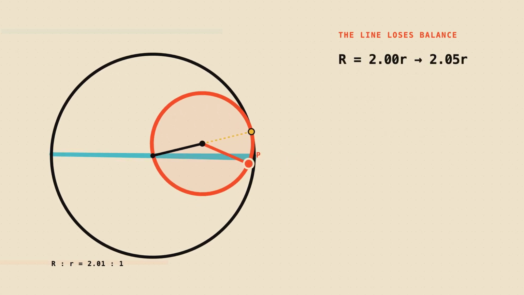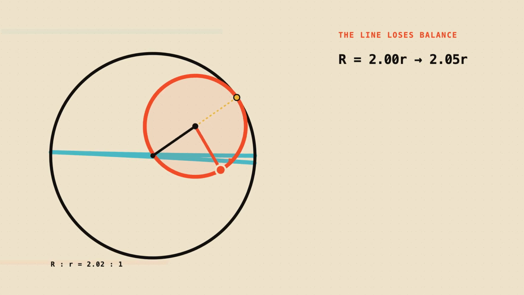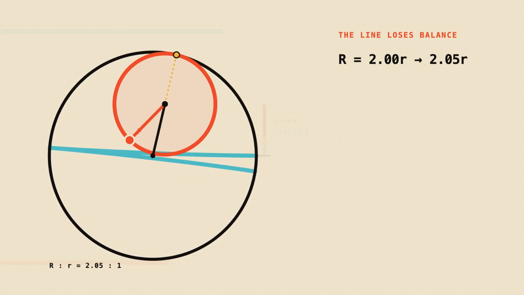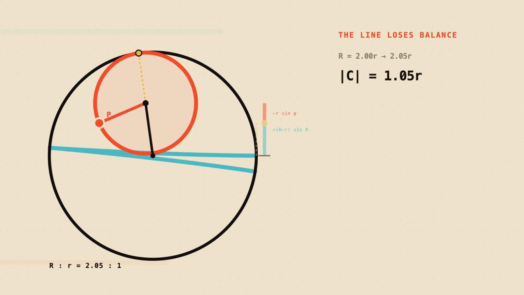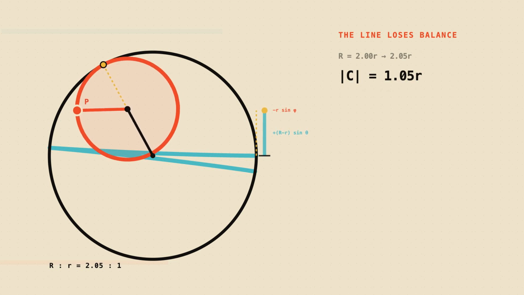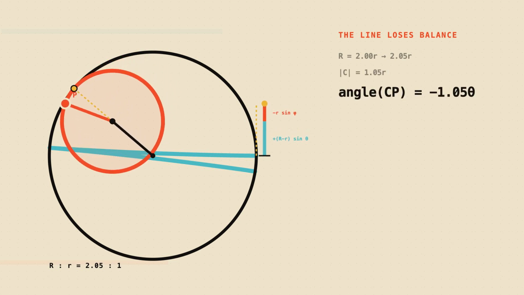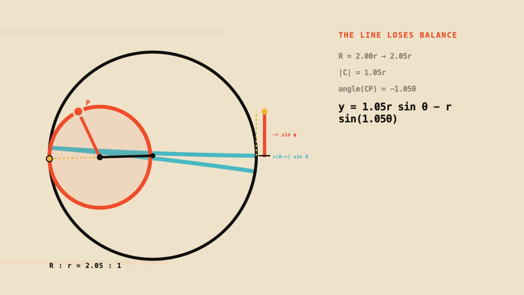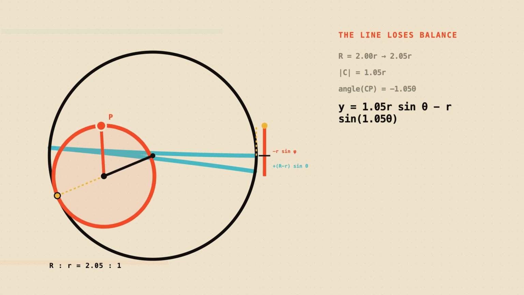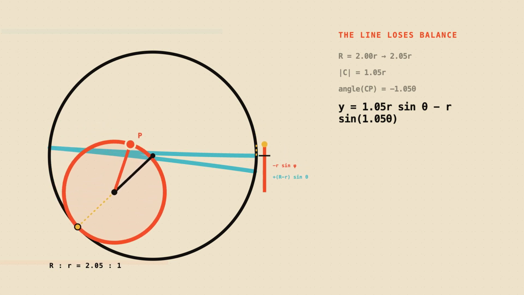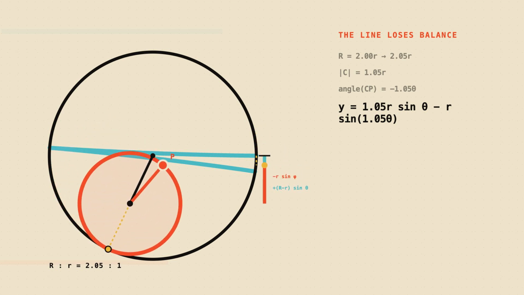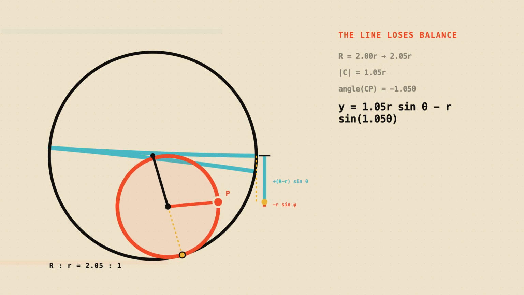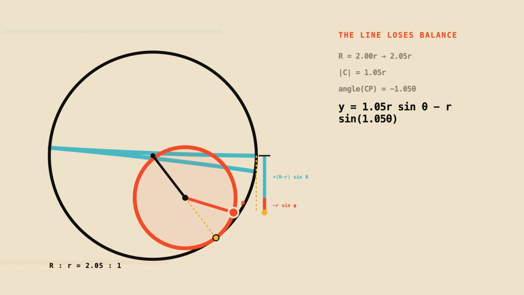The collapse is fragile. Move capital R from 2 little r to 2.05 little r. The center vector grows to length 1.05 little r. The rim vector now turns clockwise through 1.05 theta. The vertical coordinate is now 1.05 little r times sine theta minus little r times the sine of 1.05 theta. It is 0 at some angles, but not all. The residual height bends the line.